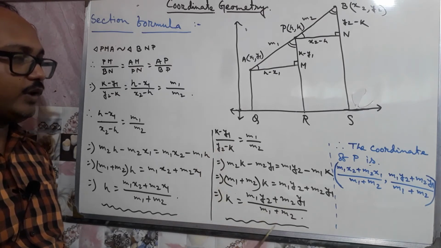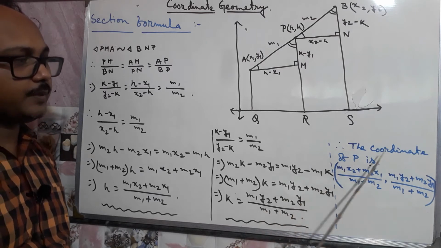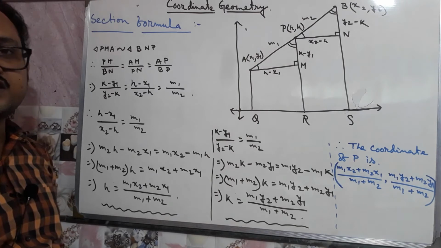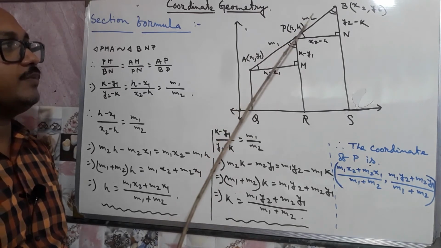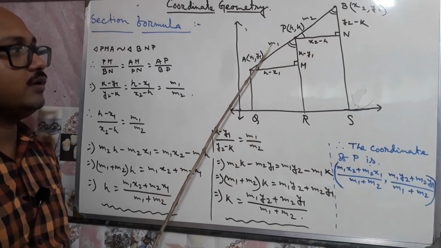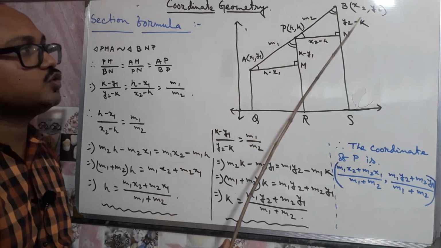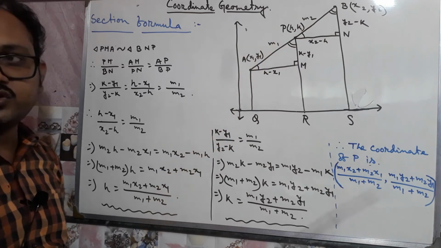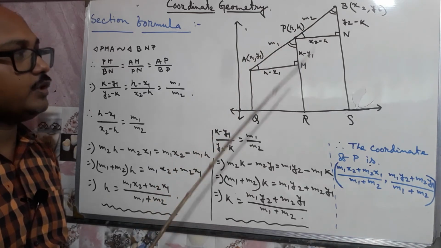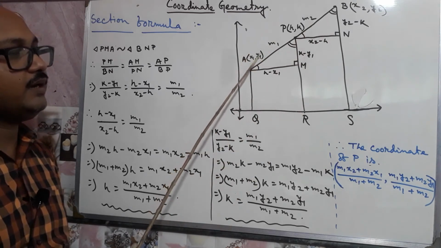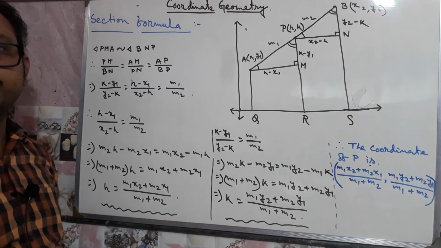So the coordinates of the point P, that is the point which divides this line segment in the ratio m1:m2, by cross multiplication, are (m1 x2 + m2 x1) by (m1 + m2), and similarly the ordinate will be (m1 y2 + m2 y1) by (m1 + m2).